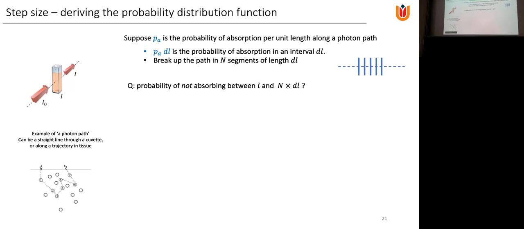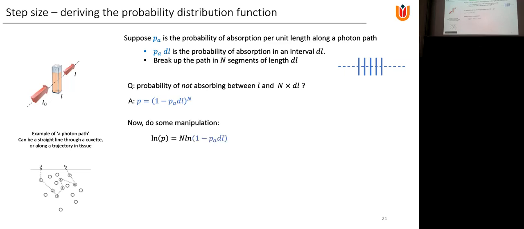So now let's take this whole photon path, the long path, and break it up in all of these little segments dl. So what is then the probability of not absorbing in the length of now, let's say from 0 to n times dl? The probability of not absorbing in a segment was 1 minus PA dl, to the power of n, because they're all stacked and all multiplied.